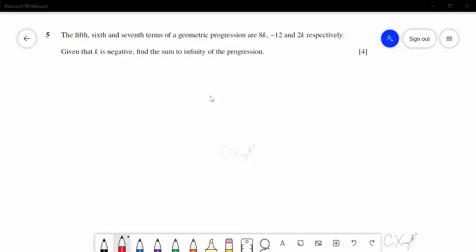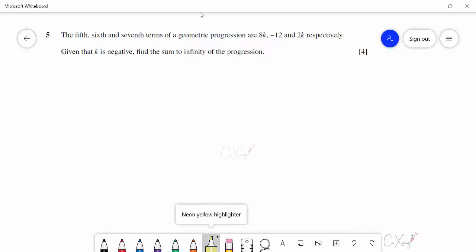Okay, so now we come to question number 5. For question number 5, they tell us that the 5th, 6th, and 7th terms of a geometric progression equal these values. Given that k is negative, they want us to find the sum to infinity. So a few important keywords here: we have a geometric progression, k is negative, and they want us to find the sum to infinity.